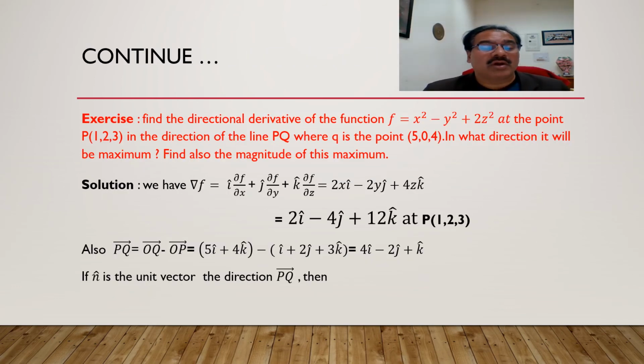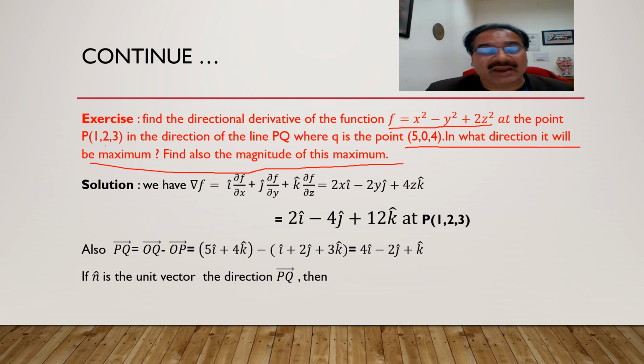Then look at one problem. Find the directional derivative of the function at the point P(1, 2, 3) in the direction of the line PQ, where Q is the point (5, 0, 4). In what direction will it be maximum? Find also the magnitude of this maximum. So del phi is equal to del f, which is i del f by del x plus j del f by del y plus k del f by del z, equal to 2x i minus 2y j plus 4z k, and this value is this at (1, 2, 3).